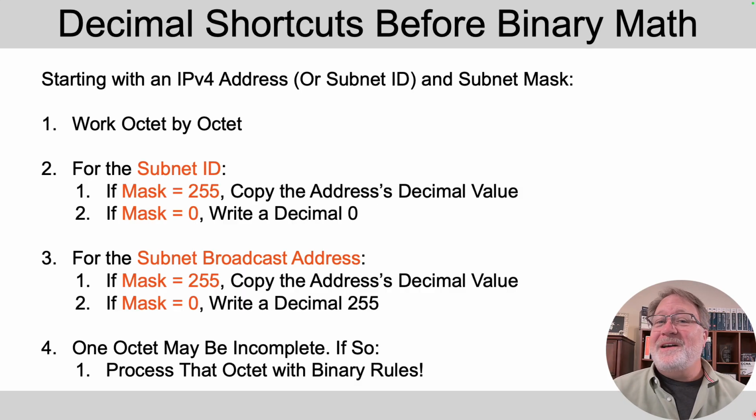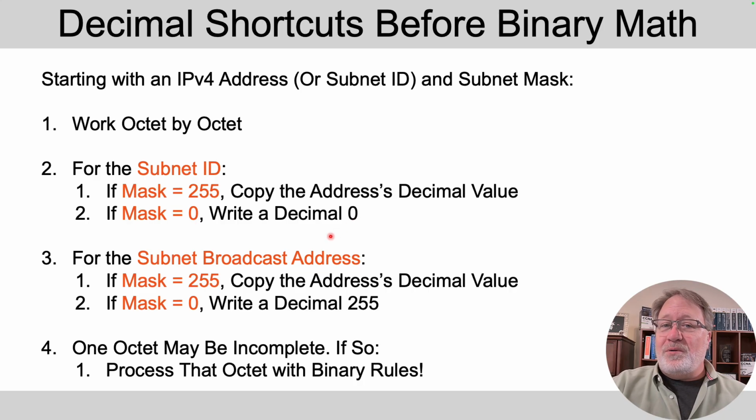There's a shortcut to the binary process so that at most you have to do binary in only 1 octet instead of all 4. That's a nice shortcut, right? So here's the idea. You work octet by octet, and you key on the dotted decimal mask values. So if you're looking, say, to figure out the subnet ID, if the mask is 255 in an octet, it turns out the subnet ID is equal to the address. So you copy the address's decimal value. And if the mask's value in an octet is 0, it turns out the subnet ID is going to end up being a 0. So you write down a 0.